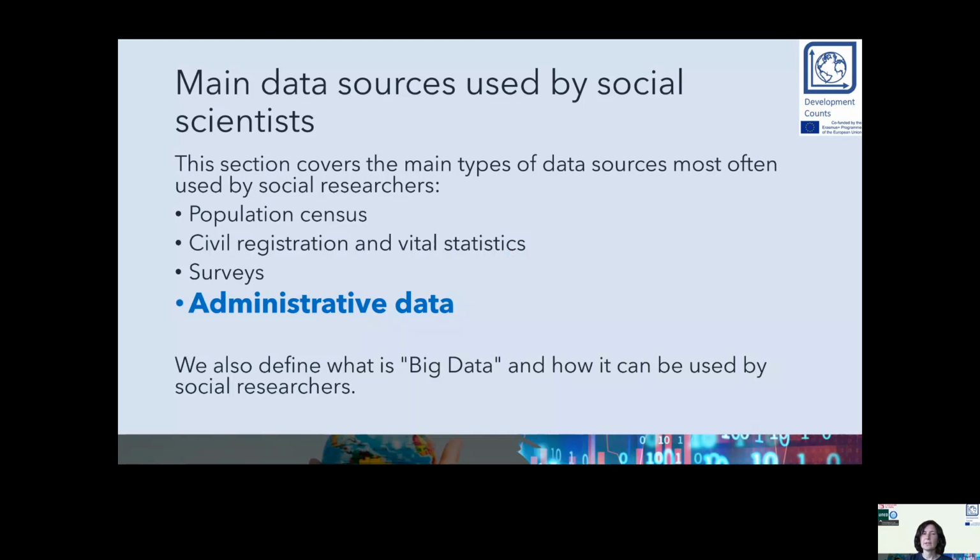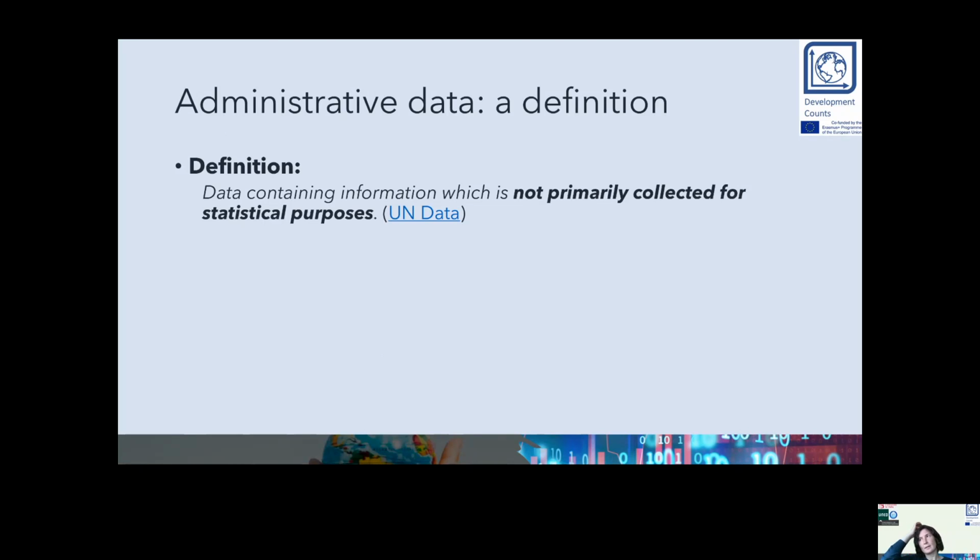This video is dedicated to administrative data. What is administrative data? The following definition provides a first answer to this question. This is data containing information which is not primarily collected for statistical purposes. However, this definition remains quite abstract, so let's look at some examples of administrative data to better understand what this category covers.